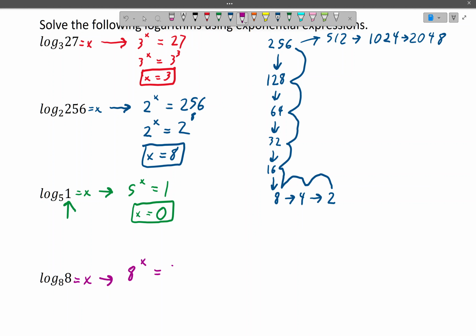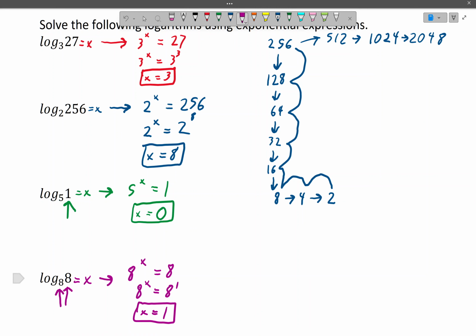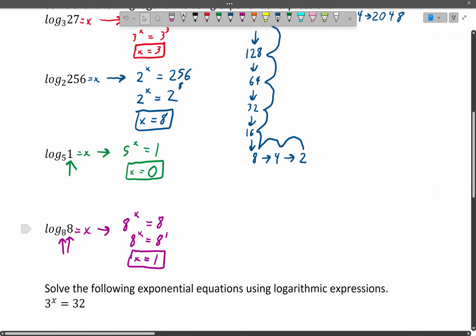8 to the x equals 8, which we will change to 8 to the x equals 8 to the 1, which means x equals 1. So in this rule, if the base and the answer are both the same, then the answer must be a 1. The exponent must have been a 1.